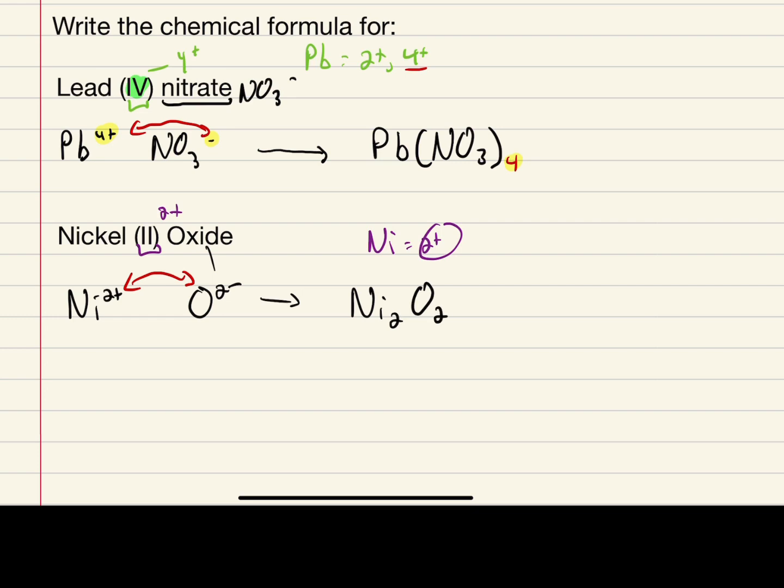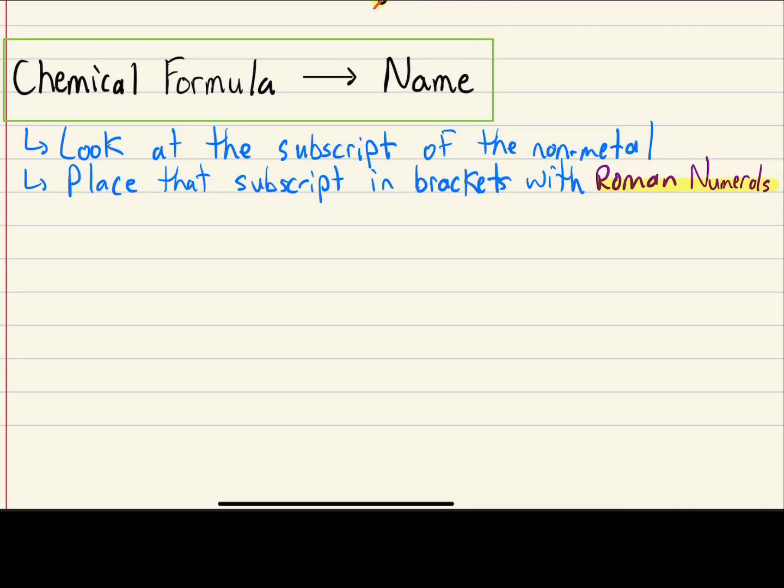Ni2O2. However, just like in math, if we can simplify, then we should. And so when we go 2 divided by 2, each of these turn into 1. And so nickel(II) oxide finally has just this formula, NiO.